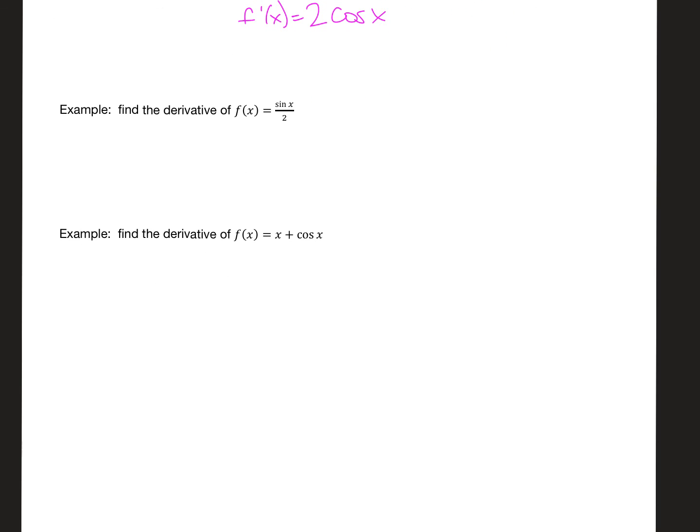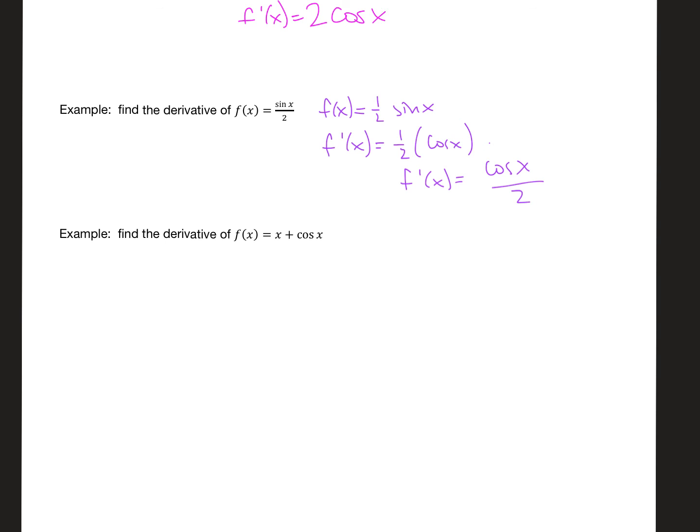All right, on this one, this is literally the same thing as 1/2 of sine x. In fact, let me rewrite it for you. f of x is equal to 1/2 sine x. So when you go to do the derivative, it's just going to be 1/2 times the cosine of x, or simplified, I would actually prefer the cosine of x over 2.